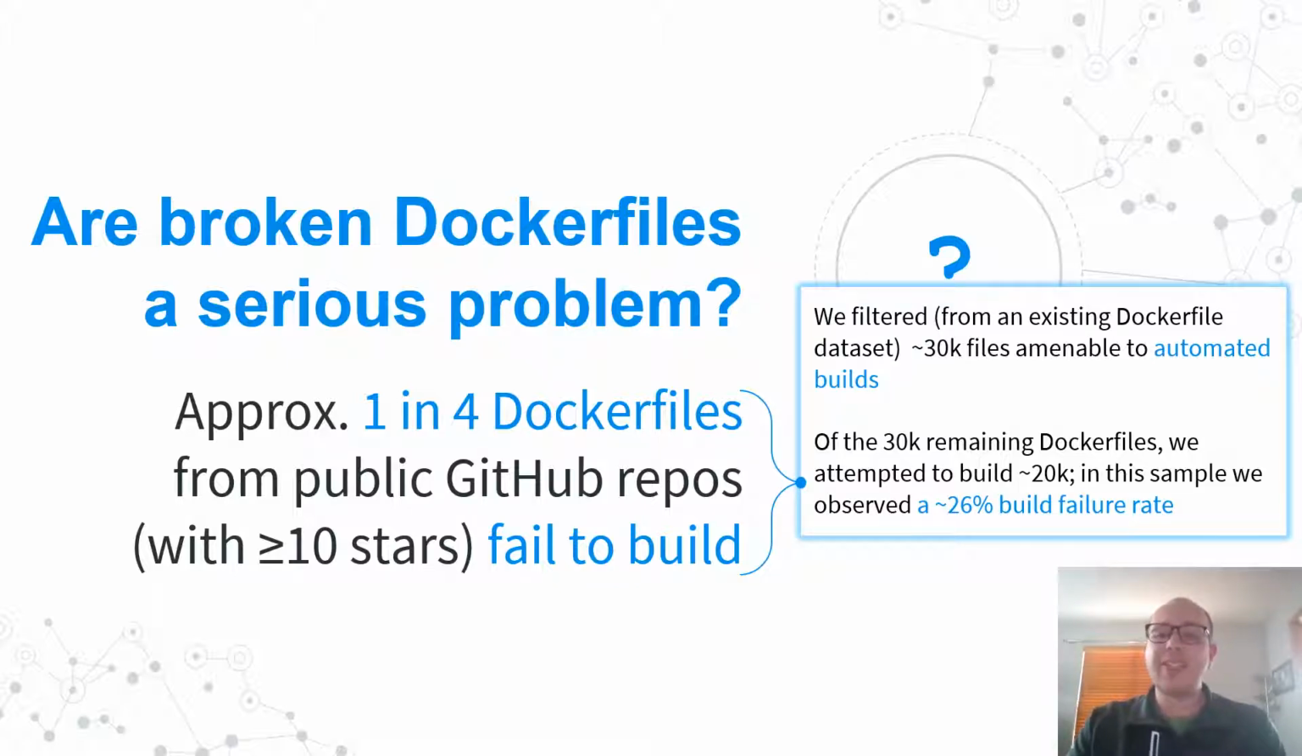We filter that down to Dockerfiles that are likely amenable to automated builds. Think of when you start a new project and you put it in a single Dockerfile in the root directory. Those are the kinds of settings where we can hope to pull off an automated build. There are about 30,000 such files remaining when we do that filtering. And due mostly to time and resource constraints, we attempt to build about 20,000, and it's in that reduced sample that we see this 26% failure rate, or about 1 in 4.